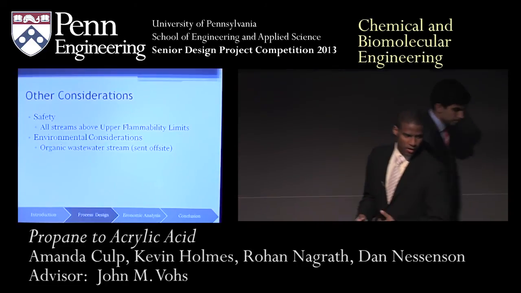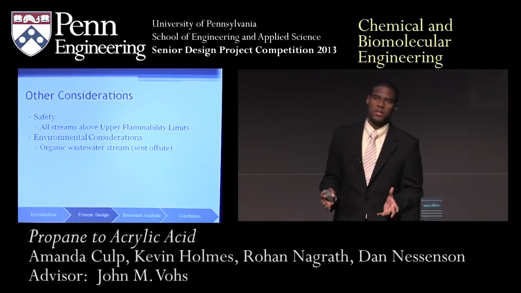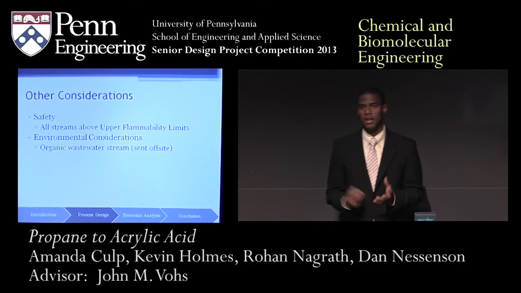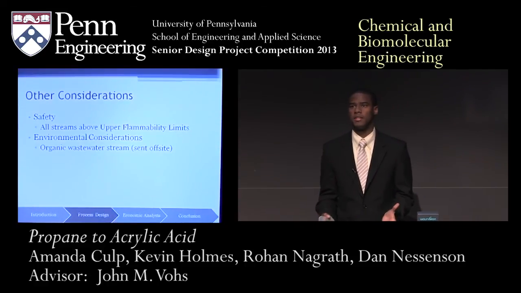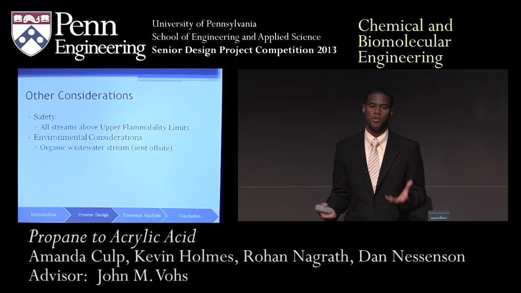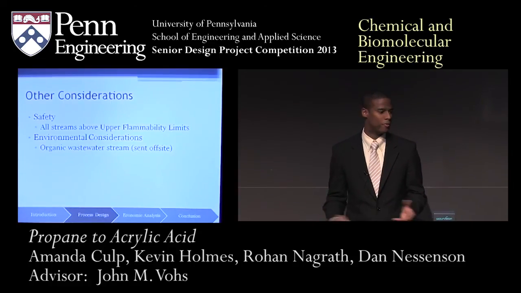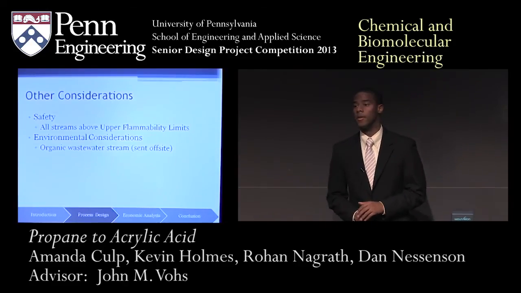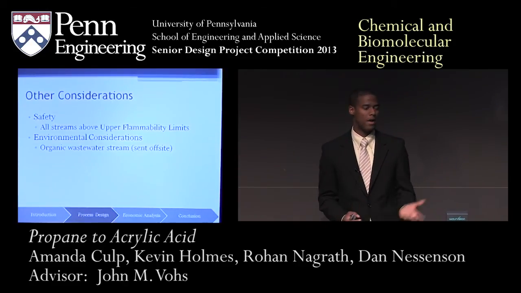Thanks, Rohan. Finally, I wanted to briefly give you an overview of the other things we had to take into consideration when designing our process. First and foremost, we have safety. We do have hydrocarbons flowing through our process at a very high temperature, so in order to avoid creating any explosive mixtures, be bad for PR, we made sure all of our streams are well above the upper flammability limit of propane and oxygen, which required adding some inert to the process, as Dan mentioned at the beginning.